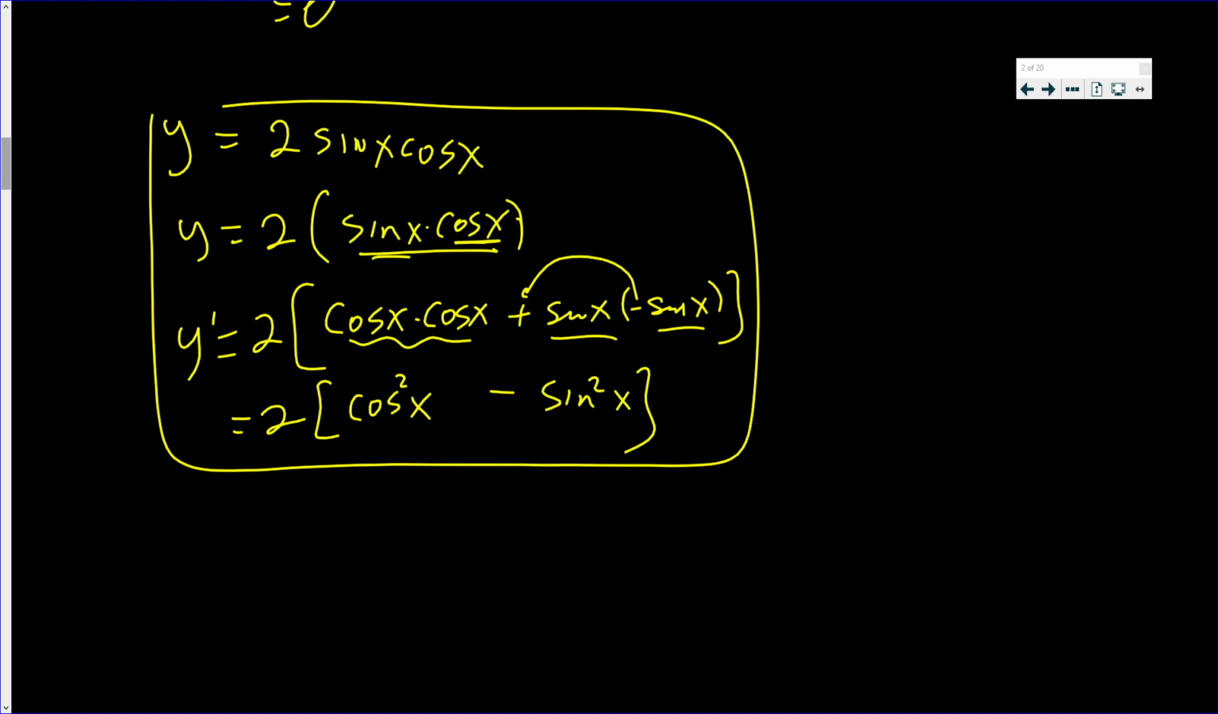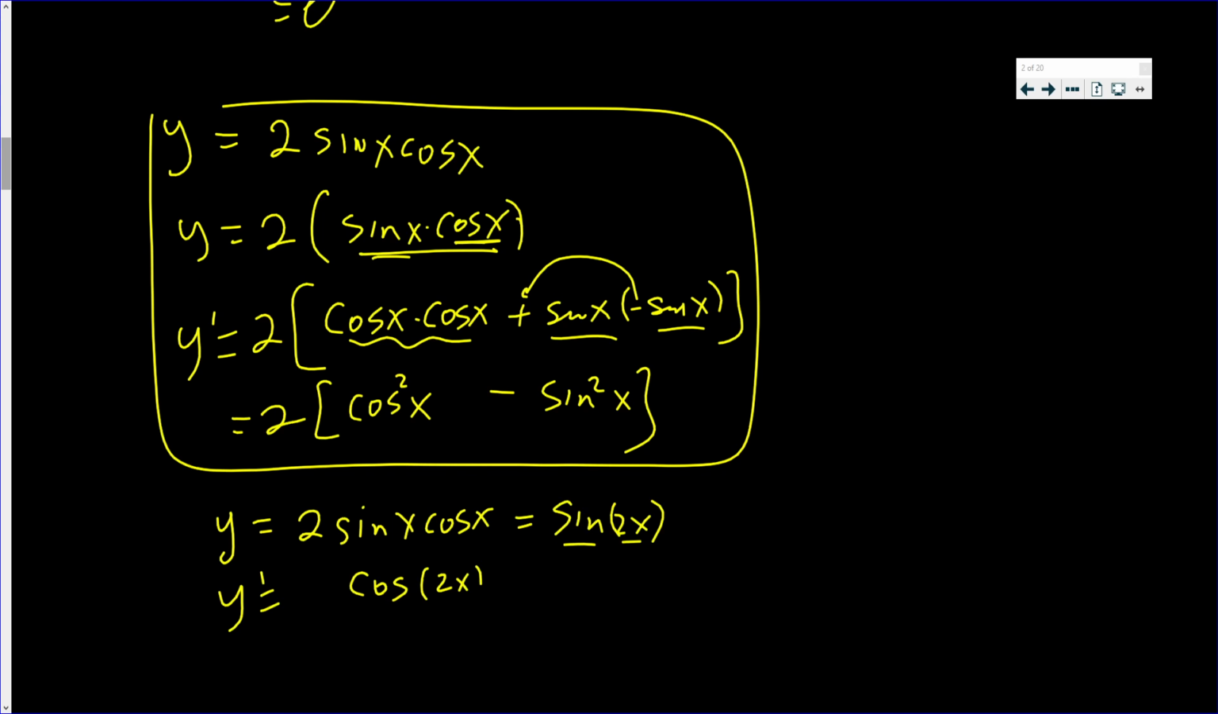Another way to have done this problem is to realize that 2 sine x cosine x is sine of 2x. So y prime is, well, the derivative of the sine of any angle is the cosine of the same angle times the derivative of the angle.